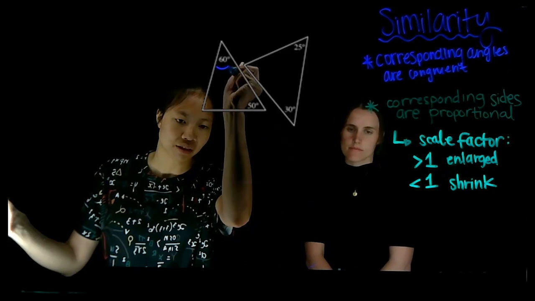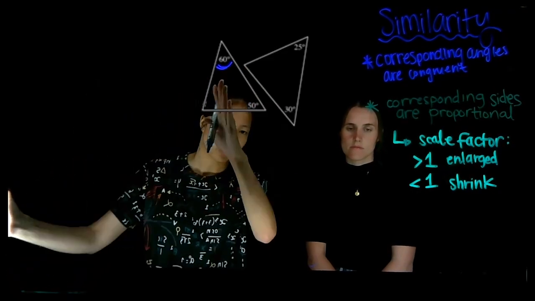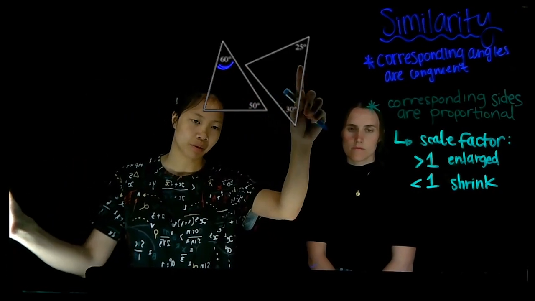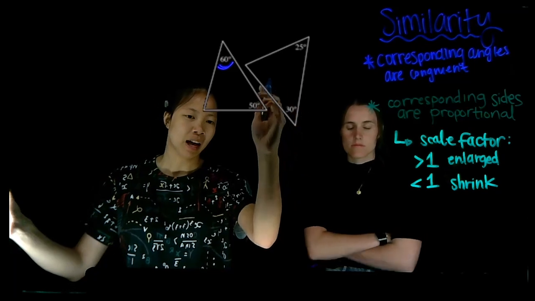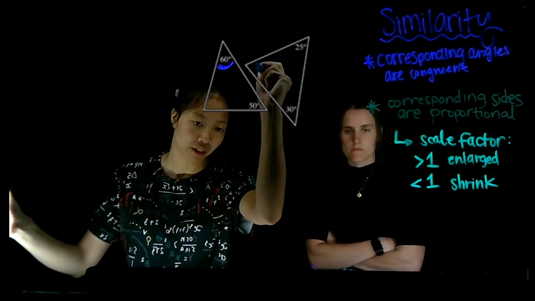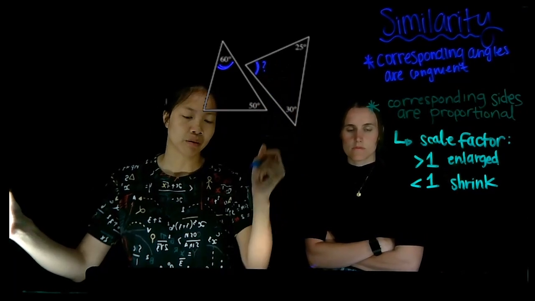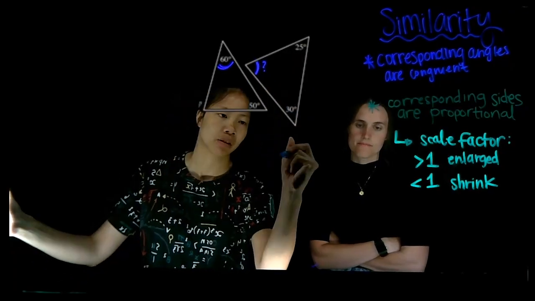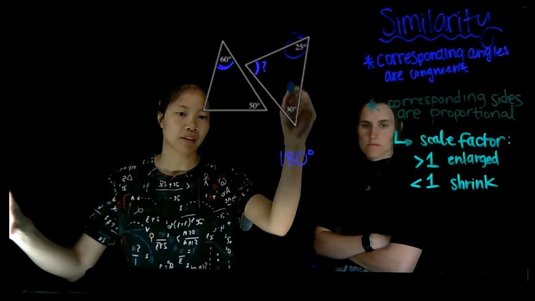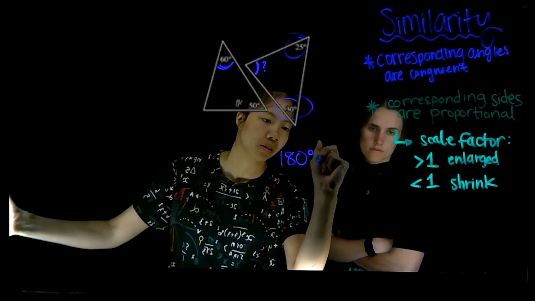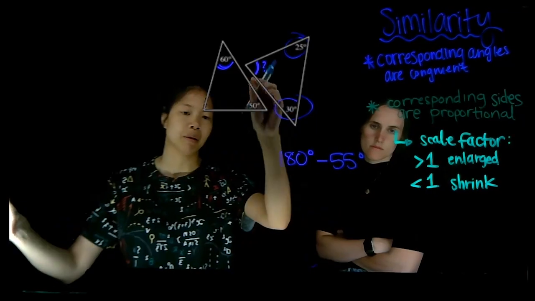If I look at 60 degrees right here, does that have a matching congruent angle on this side? Okay, I got 25. That doesn't quite work. 30, no. I can use my properties of triangles to find out what's missing here. If you remember, triangles add up to 180 degrees. Looks like 25 and 30 add up to 55.